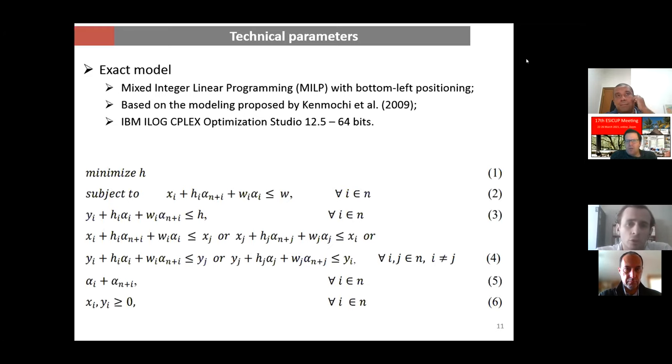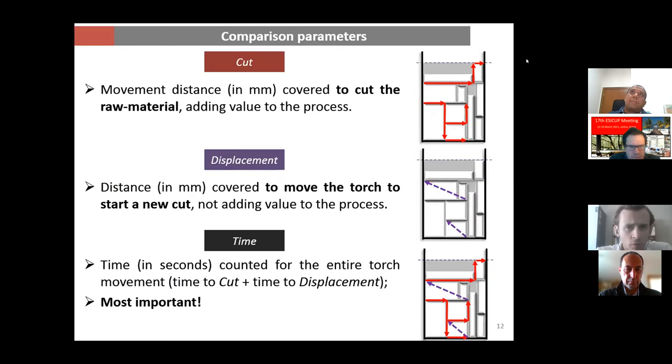With rotation, with the rotation condition. And this model was implemented using the CPLEX 12.5. The comparison parameters: we described three main comparison parameters for this study.